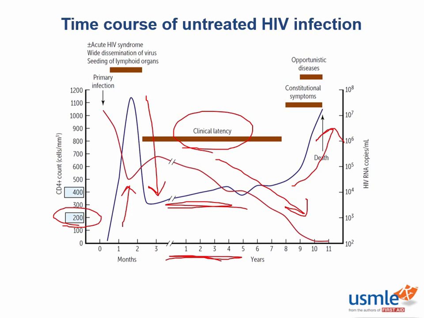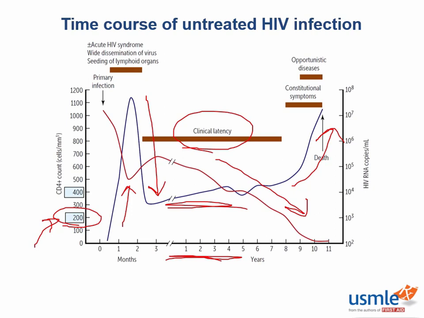So we see here at 200, that is the time when AIDS is diagnosed and the patient will begin to experience the dreaded opportunistic infections that will ultimately kill the patient. In addition to the opportunistic infections as the CD4 count declines, the patient may experience a variety of constitutional symptoms such as weight loss, fever, and chronic diarrhea.